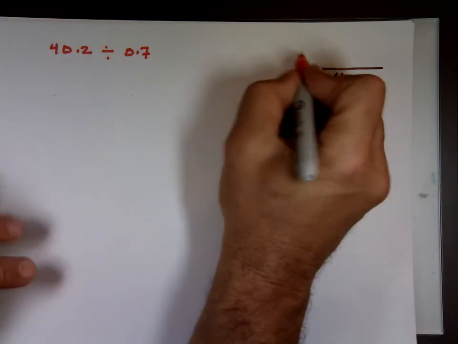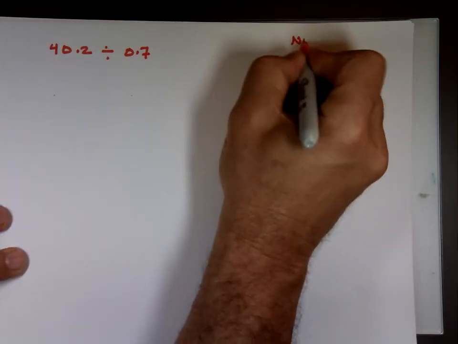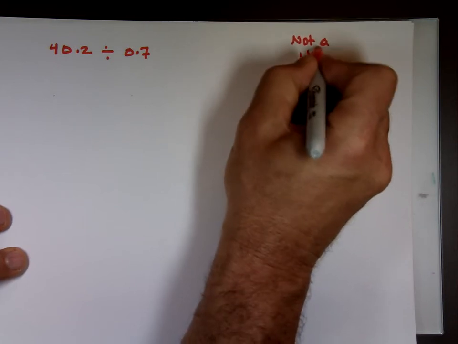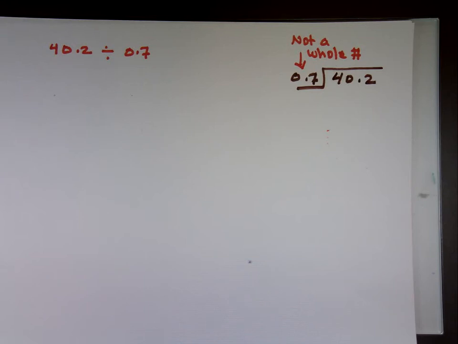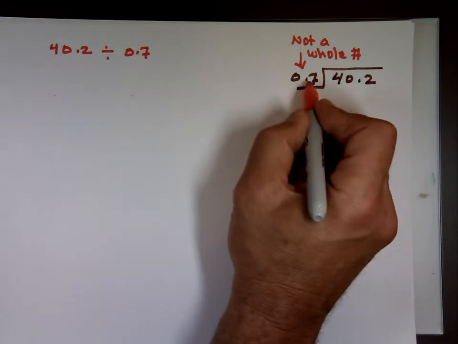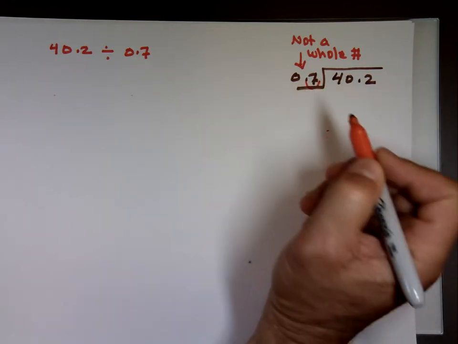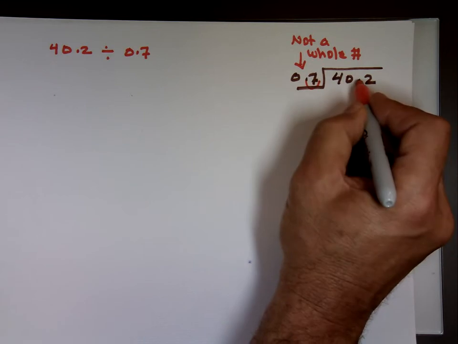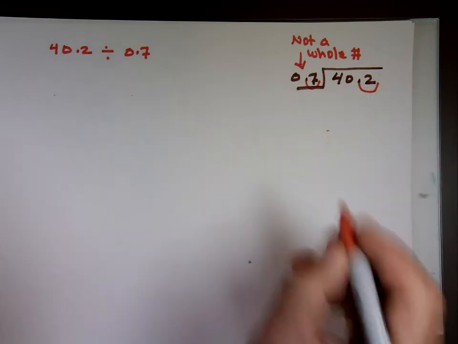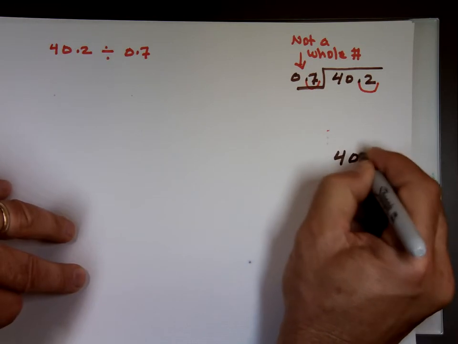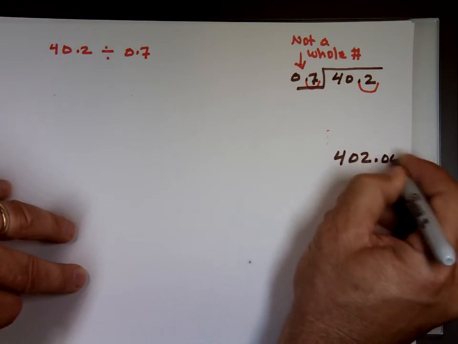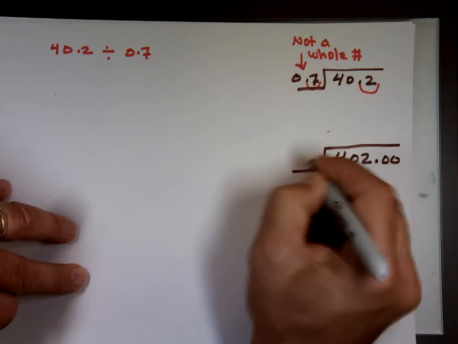That this number is not a whole number. To make it a whole number, move it how many places? 1. And if you move this one, you've got to move this one how many places? 1. So it turns out this problem becomes what? 402, and there's a decimal point, there's lots of zeros if you need them, divided by 7.